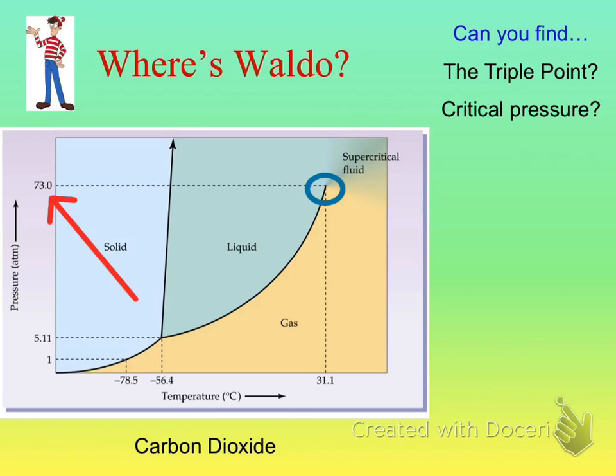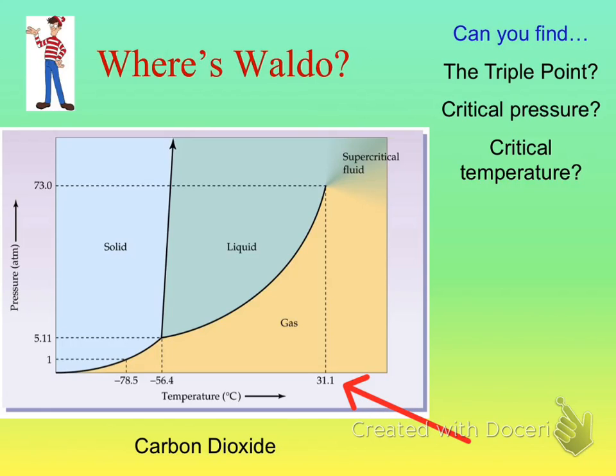Oh, by the way, if we exceed this temperature, so if we go higher than this temperature at this particular pressure, we make something called a supercritical fluid. Go ahead and Google that. Check that out. It's pretty sweet stuff. Okay, anyways. Critical temperature. Can we find that? I kind of gave that away. That's right here, right? 31.1 degrees Celsius. Okay, good. Let's see what else.